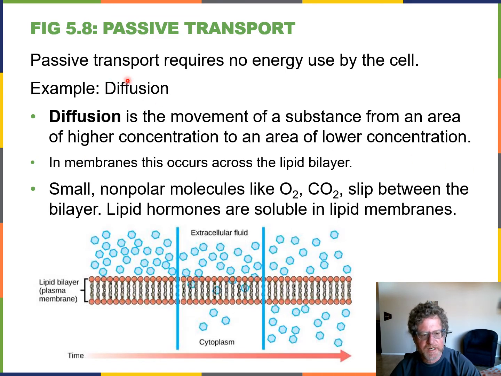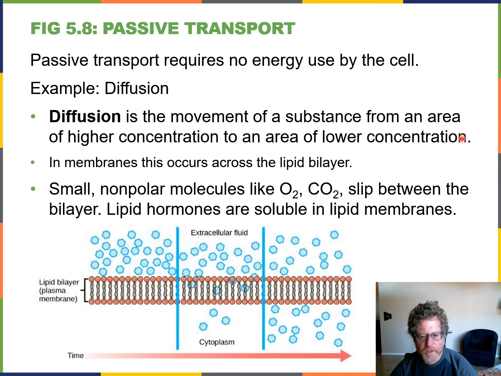In passive transport, there's no energy required, and diffusion is the simplest form of passive transport. When you talk about diffusion in membranes, we're talking about things moving right across the lipid bilayer. Diffusion is defined as the movement of substances from an area of higher concentration to an area of lower concentration.